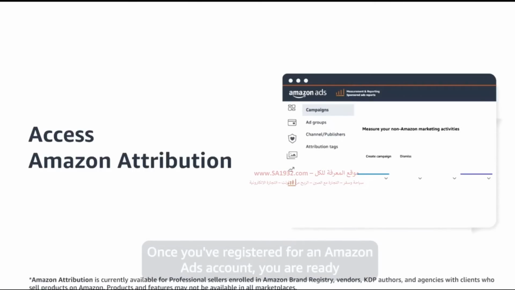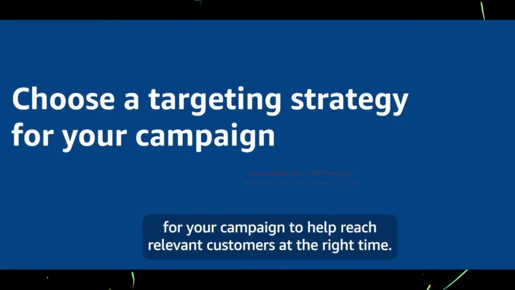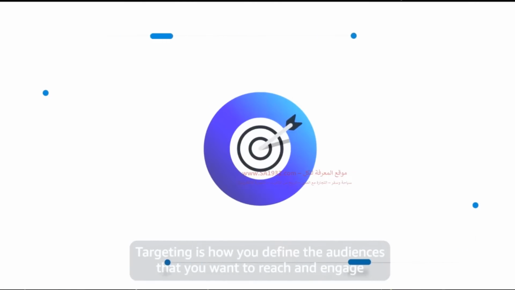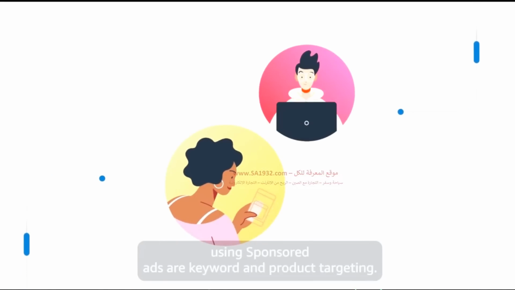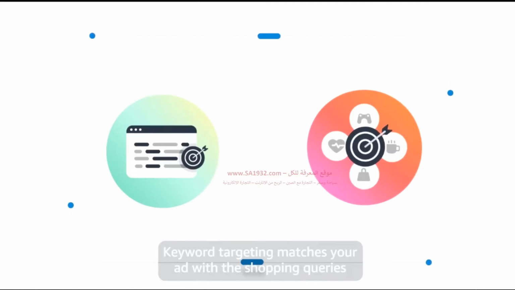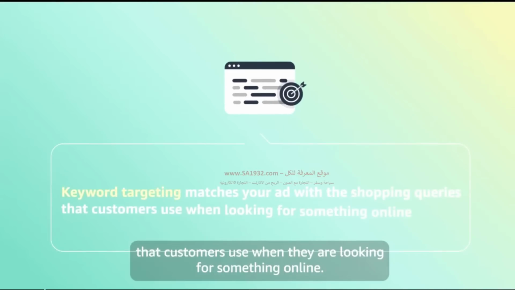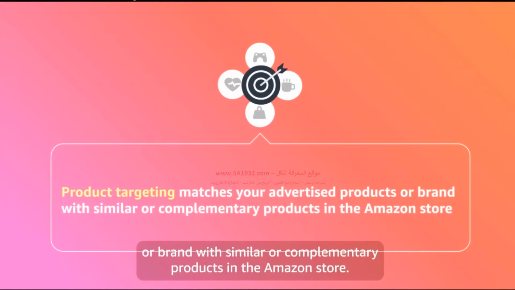Once you've registered for an Amazon Ads account, choose a targeting strategy for your campaign to help reach relevant customers at the right time. Targeting is how you define the audiences that you want to reach and engage when you're publishing an ad. The two most common ways to define an audience when you're using sponsored ads are keyword and product targeting. Keyword targeting matches your ad with the shopping queries that customers use when they are looking for something online. And product targeting matches your advertised products or brand with similar or complementary products in the Amazon store.